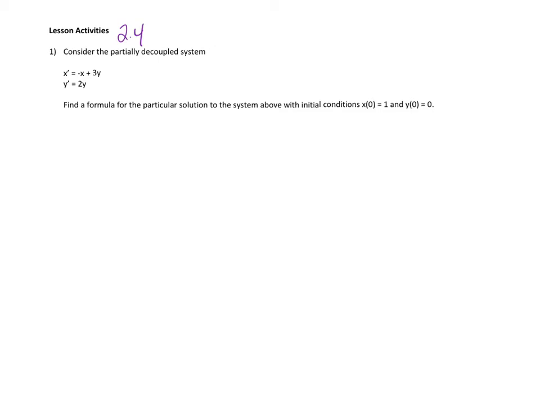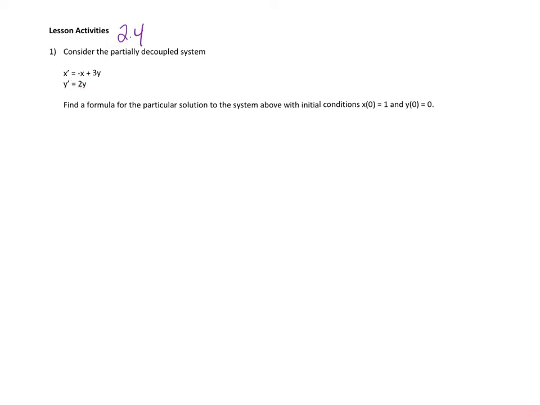Consider the partially decoupled system. Find a formula for the particular solution to the system above with initial conditions x of 0 equals 1 and y of 0 equals 0. Okay, so we start with the part of the system that is decoupled, meaning it's a y prime and it only depends on y. It's decoupled from x.